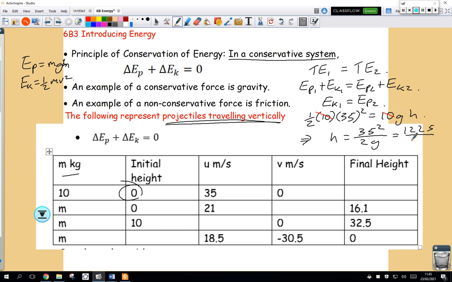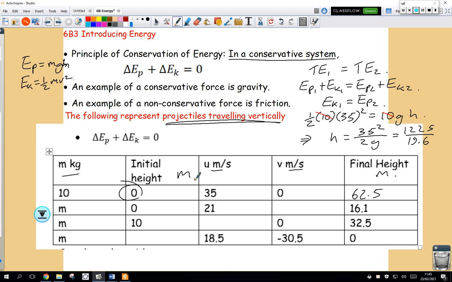2g, if I take g to be 9.8, that's about 19.6. And I'm going to use my calculator to do that. 1225 divided by 19.6, and that works out quite nicely at 62.5. These are in meters per second. These are in meters. Okay, so my heights must be in meters, I suppose. I should have written that in. So 62.5 is my final height in this case. Okay, so there's the first row.